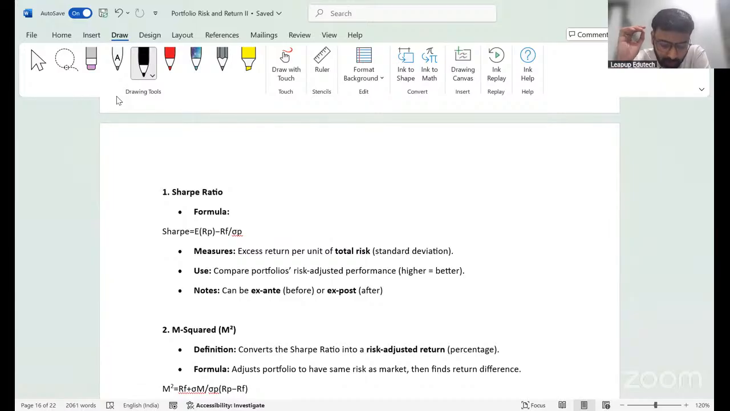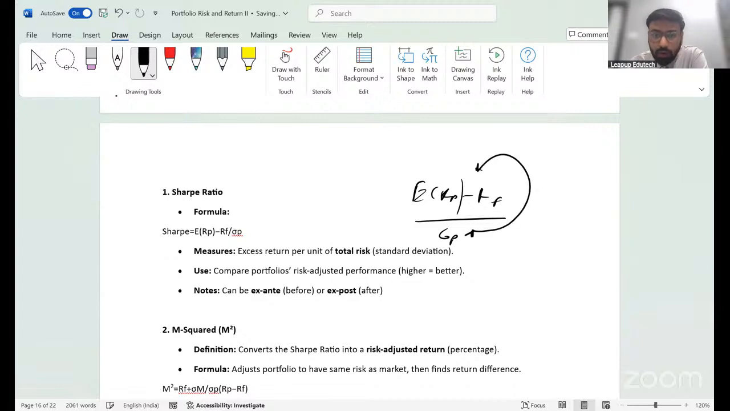The return that I'm getting over and above the risk-free rate per unit of the risk that I'm taking with respect to the portfolio. That means expected return on the portfolio minus the risk-free rate divided by the standard deviation of the portfolio. For every 1 unit of risk that I take, what is the extra return that I get over and above the risk-free rate? It can be ex ante.